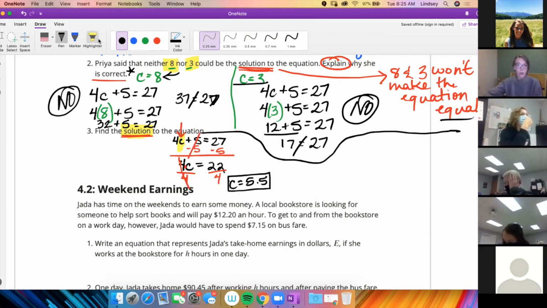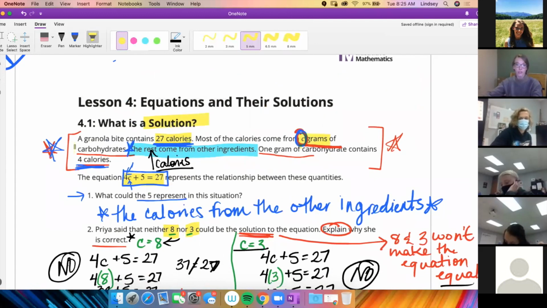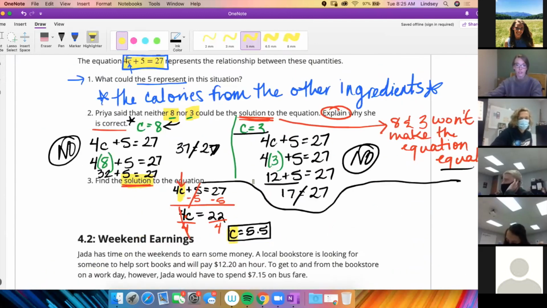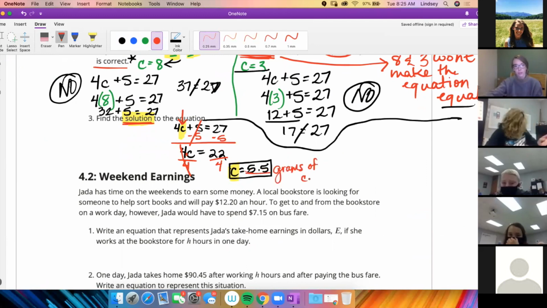All right, so what are we talking about when we're talking about C? The grams. We're talking about the grams of carbs, right? Yeah. So how many grams of carbs are in this particular granola bar? 5.5. Good, 5.5 grams of carbs.